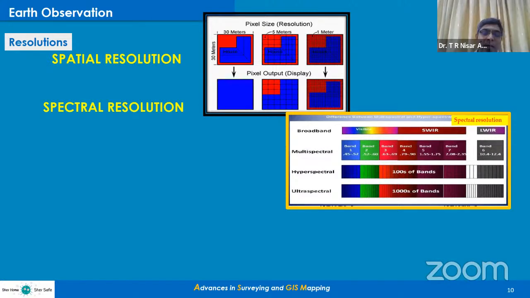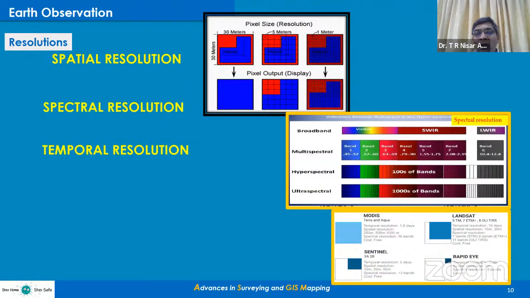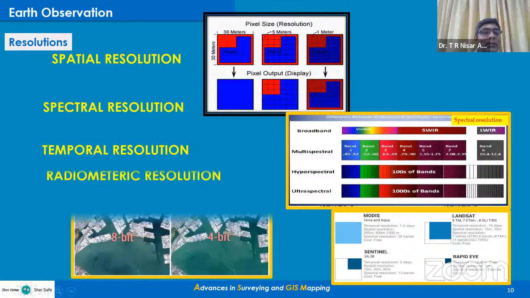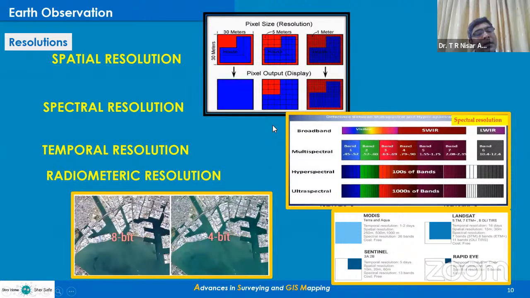This is useful in agriculture for crop stress and crop yield, and especially for emergency analysis. And we also have temporal resolution. Earlier it was once in 20 days or 16 days. Now it is possible to receive data almost every day. The next is radiometric resolution, where earlier we had 8-bit data with 256 colors, then 1024 colors. Now it is possible to have high definition, 16-bit data.